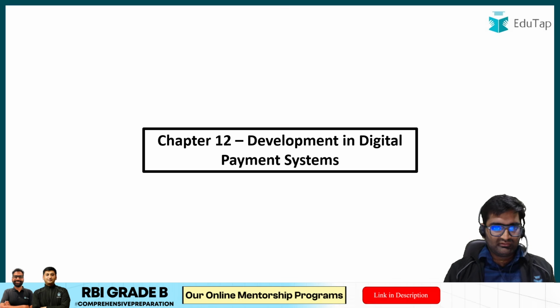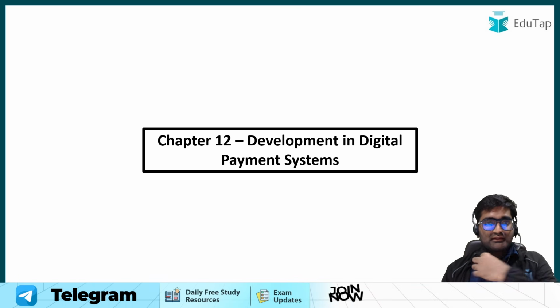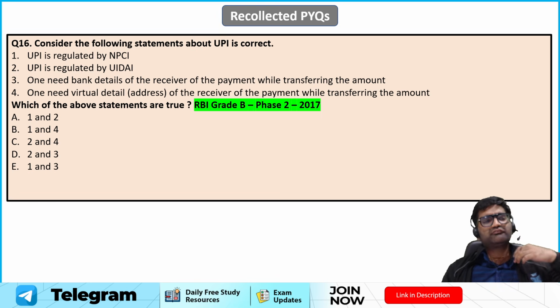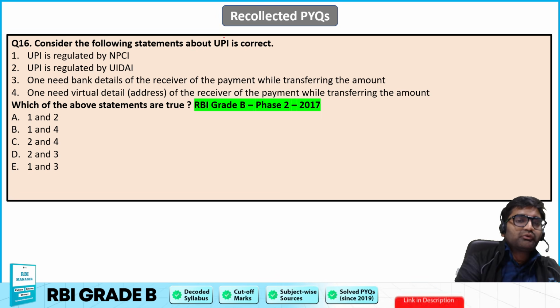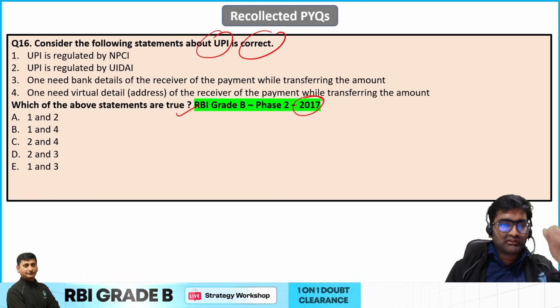So moving ahead. Now talking about the next chapter, chapter 12, developments in the digital payment system. What are the questions that were asked over here? The first question is in front of your screen. Try to answer it. Consider the following statements about UPI. Which of these are correct is being asked. True statements are to be picked. Phase 2 2017 question.